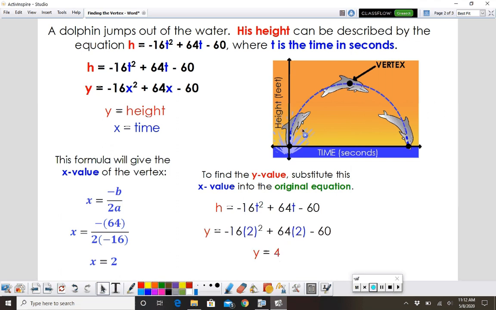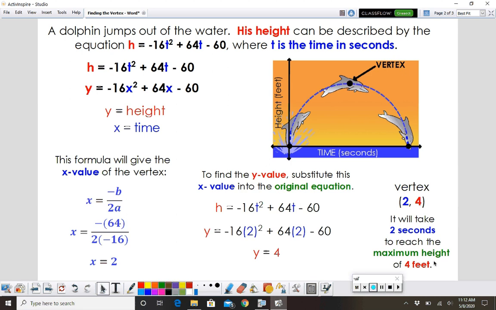Now remember, our y is our height. So 2 and 4 give us our vertex, the x value and the y value. And what that means, remember, 2 is time, so it will take 2 seconds to reach the maximum height of 4, which is 4 feet.